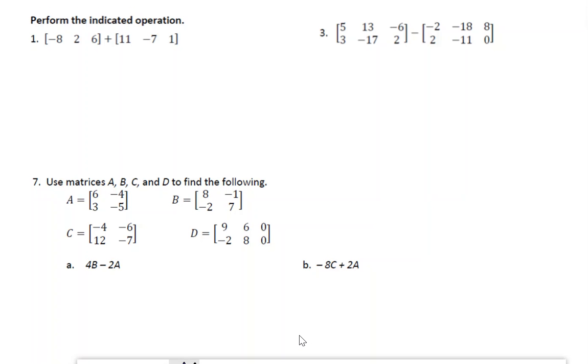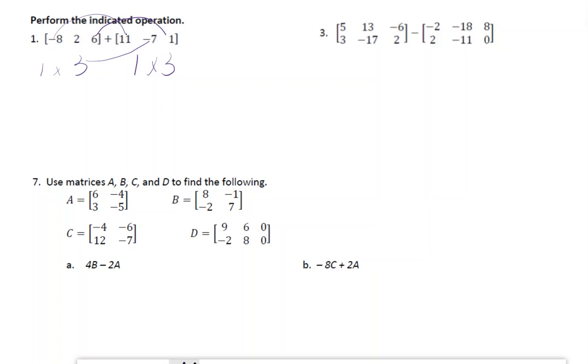So the first one is a 1 by 3, and this one's a 1 by 3. If I took my values, the -8 would line up exactly with the 11, the 2 exactly with the -7, and the 6 with the 1. Because all the parts exactly line up, then you can perform the operation.